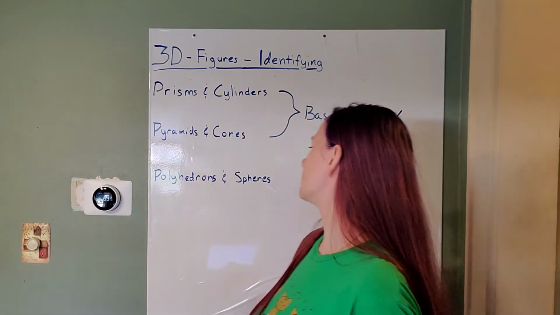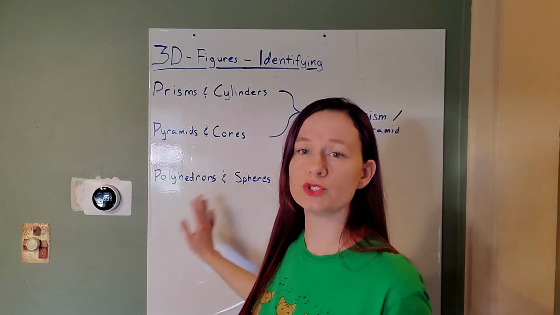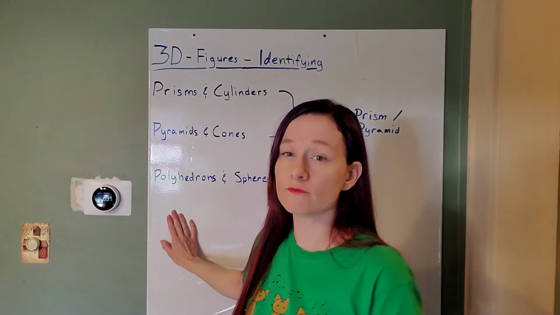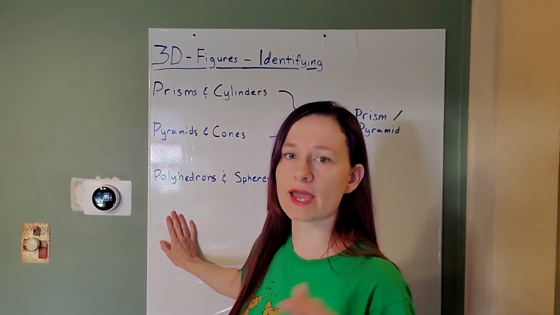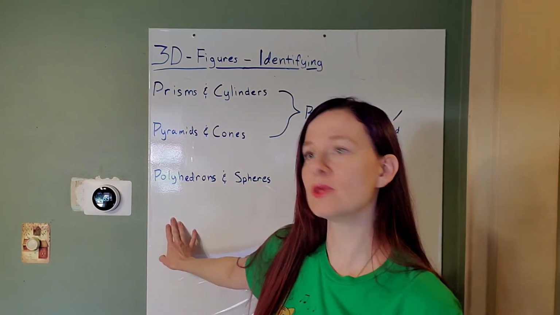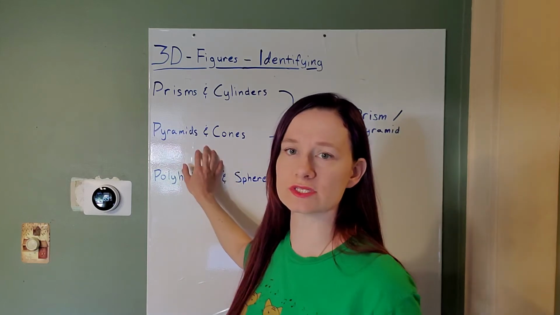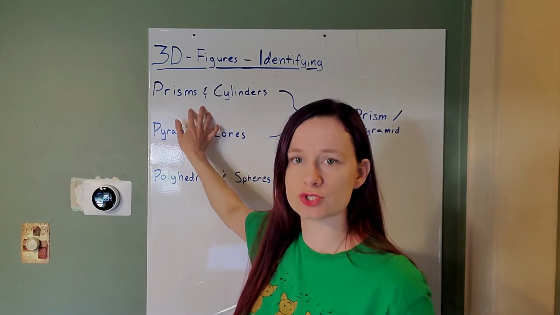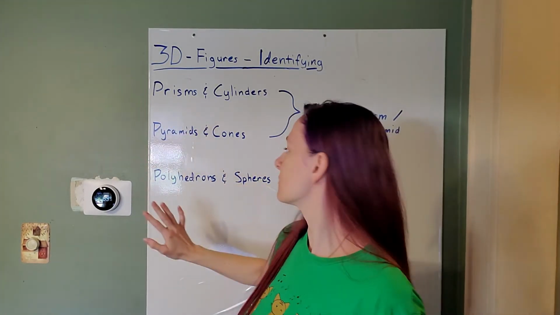The last thing is polyhedrons and spheres. We don't really talk about polyhedrons in the volume chapter too much, but they get a special mention for being the polygon version of a sphere. So pyramids and cones use the same formula. Prisms and cylinders use the same formula.